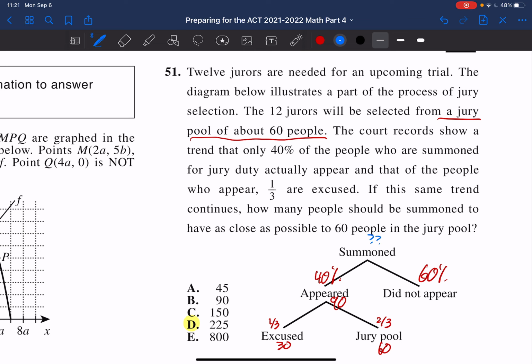Now, if we knew it, we could just multiply it by 40% and get 90, but we have to work backwards. So instead, we're going to take 90 and divide by 40%, or in this case, divide by 0.4. And what we get is 225 people. So that is the number of people we need to summon in order to get a jury pool of 60. So we're actually working our way backwards from the bottom all the way up to the top.